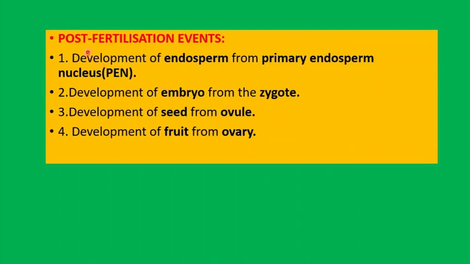So now let's see what are the post-fertilization events. In post-fertilization events, there is development of the endosperm from the primary endosperm nucleus, the development of the embryo from the zygote, then the development of the seed from the ovule, and finally the development of the fruit from the ovary. We have studied the first two events in this class, that is development of the endosperm and development of the embryo.